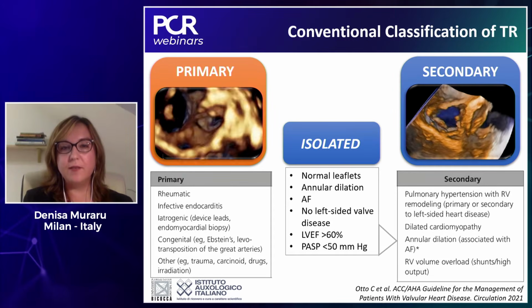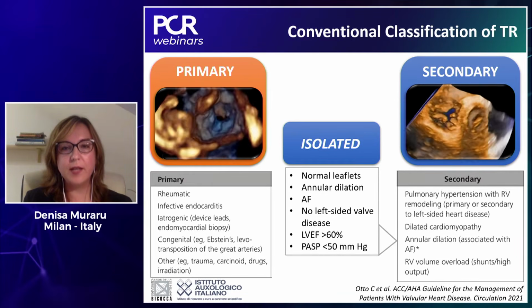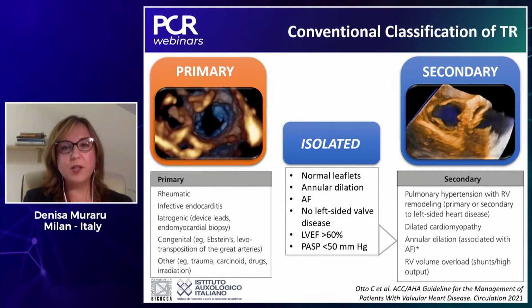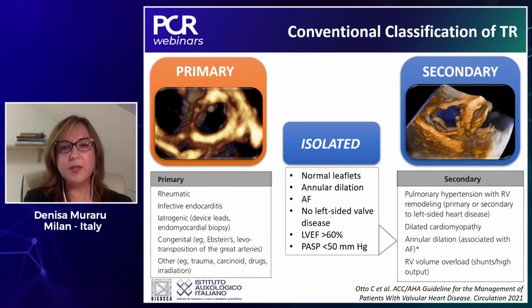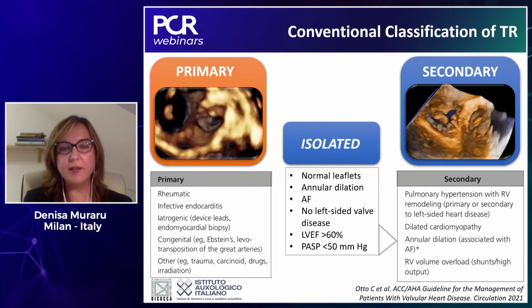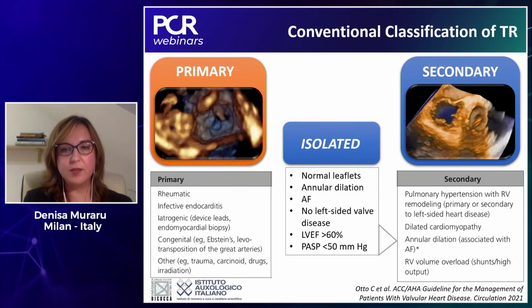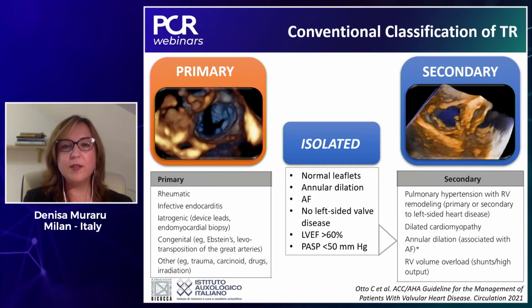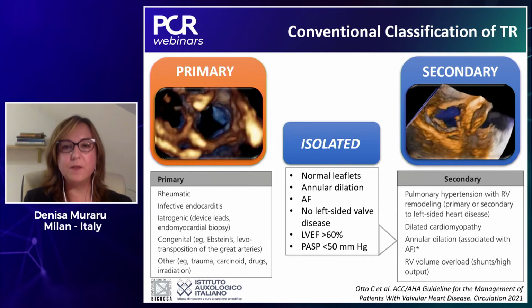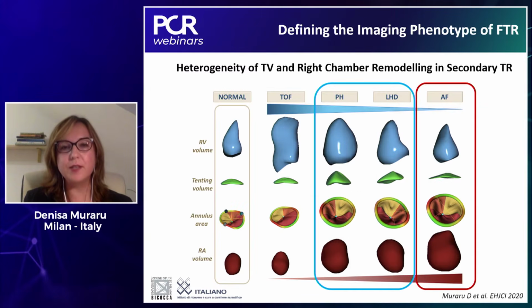And then we need to classify the TR. And conventionally, we used to apply this dichotomic separation in primary and secondary, or functional and organic. Functional is the most prevalent in patients that do not have any clear cause of TR, and the patient has atrial fibrillation. The guidelines labeled this as an isolated tricuspid regurgitation. However, this dichotomic separation is quite insufficient to account for the heterogeneity of the patients that we see in our practice with functional tricuspid regurgitation.